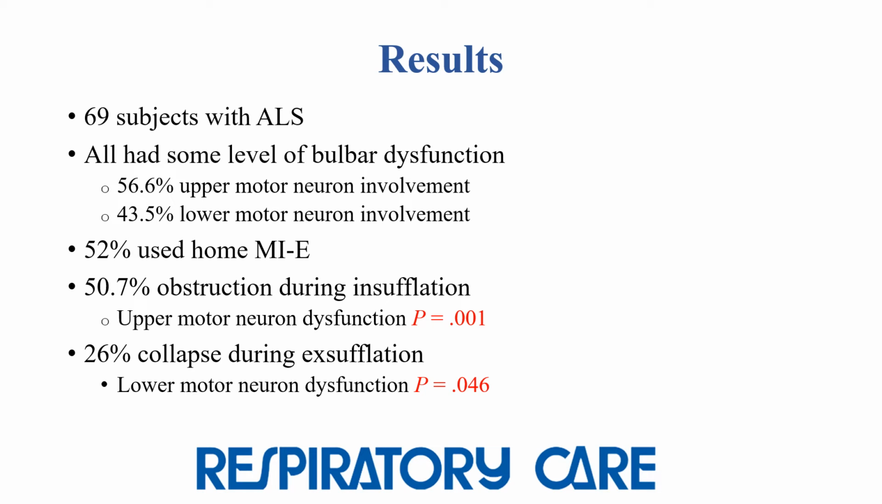69 subjects completed the study and all had some degree of bulbar dysfunction. Over half had upper motor neuron involvement and used an MIE device at home. Over 50% of subjects were found to have obstruction during insufflation, and that was associated with upper motor neuron dysfunction, whereas 26% experienced upper airway collapse during exsufflation, and that was related to lower motor neuron dysfunction.